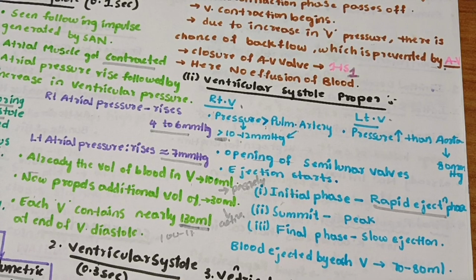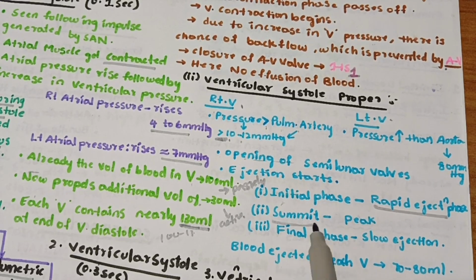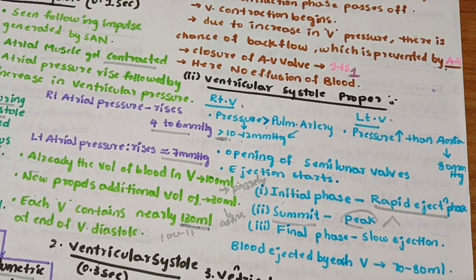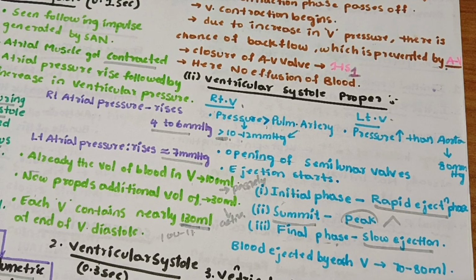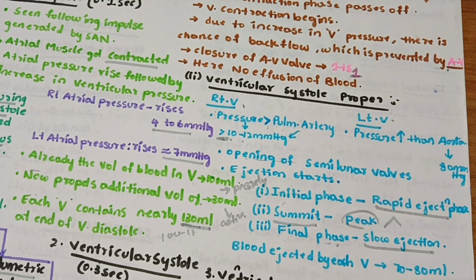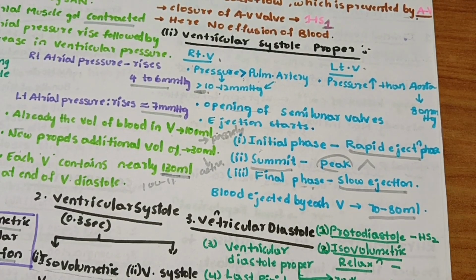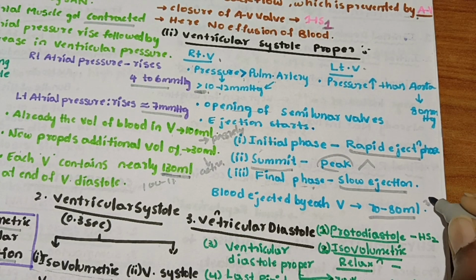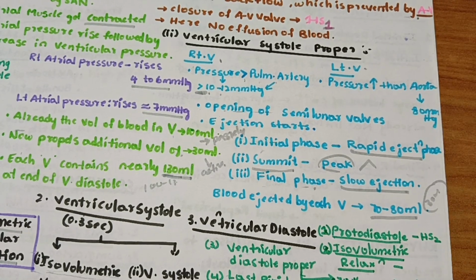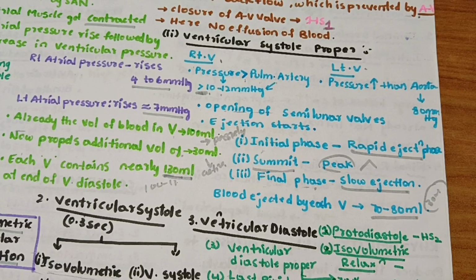Initially very rapid ejection due to more pressure, and at the summit it is very high, that is the peak. In the final phase, there is slow ejection due to gradual decrease in the pressure in the ventricles. How much blood is ejected by each ventricle in each cardiac cycle? About 70 to 80 ml. What is the remaining volume present in each ventricle at the end of ventricular systole? About 30 ml. Ventricles are never emptied.